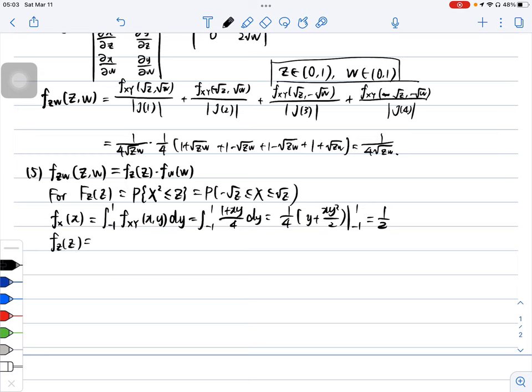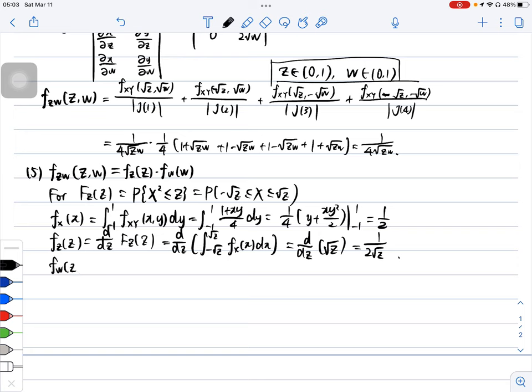So fZ is this. Similarly, fW is this. So fZ times fW is this, which is exactly the value of fZW. So x squared and y squared are independent.